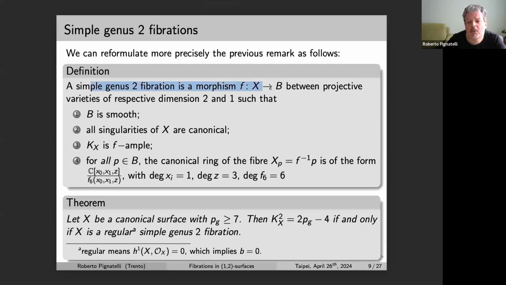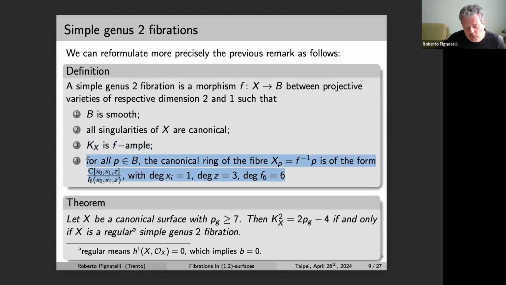A simple genus 2 fibration is a morphism F from X to B, between projective varieties of respective dimension 2 and 1, so a surface onto a curve. The curve must be smooth. X may be singular, but at worst canonical singularities, which for surfaces are ADE singularities, and I don't really ask the canonical class to be ample, but slightly less, which is more natural for fibration study, so that it is relatively ample. I want this to have positive intersection with any curve which is contracted by F. And then I don't want disconnected fibers.